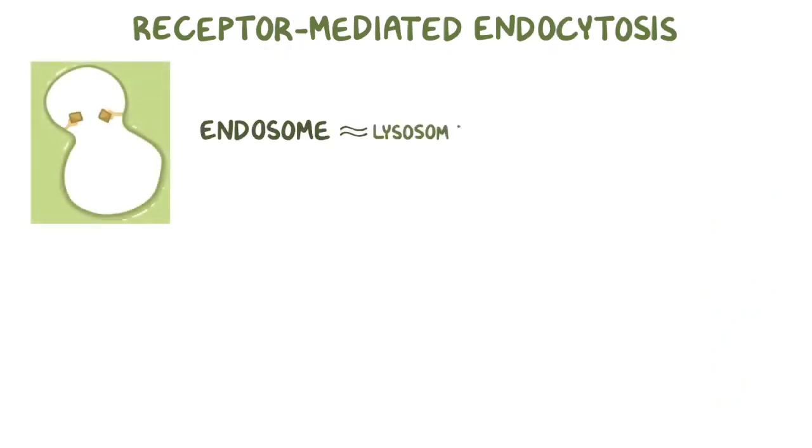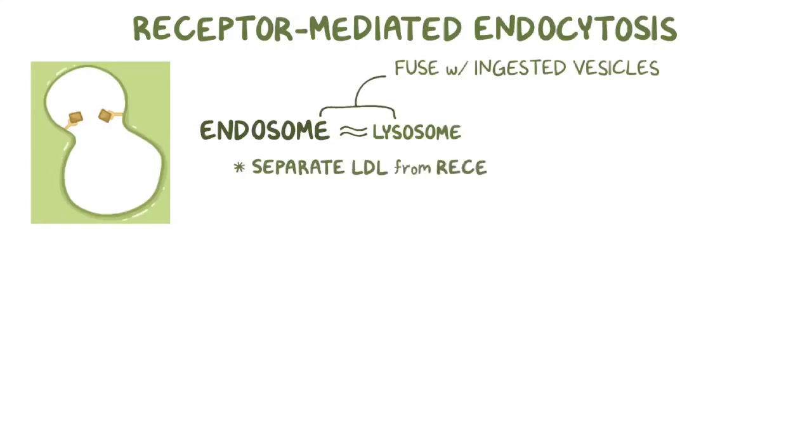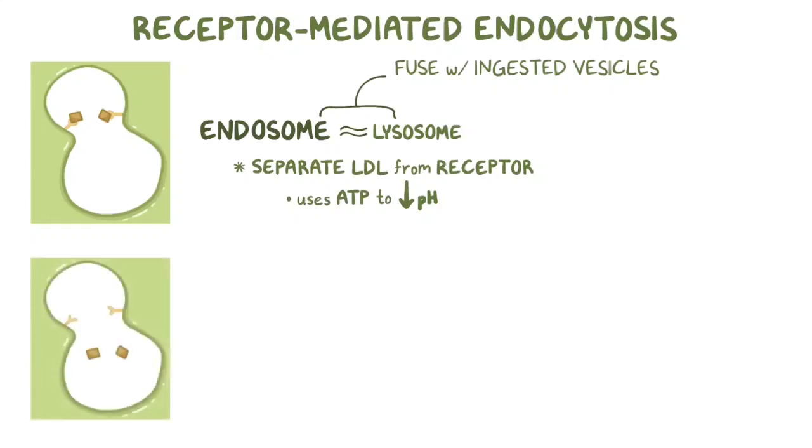Endosomes are similar to lysosomes in that they also fuse with ingested vesicles, but they can also do something else. Endosomes can separate the LDL particle from the LDL receptor it bound to. This is because the endosome has a proton pump that uses ATP to generate a low pH within, which causes the LDL to separate from the receptor.